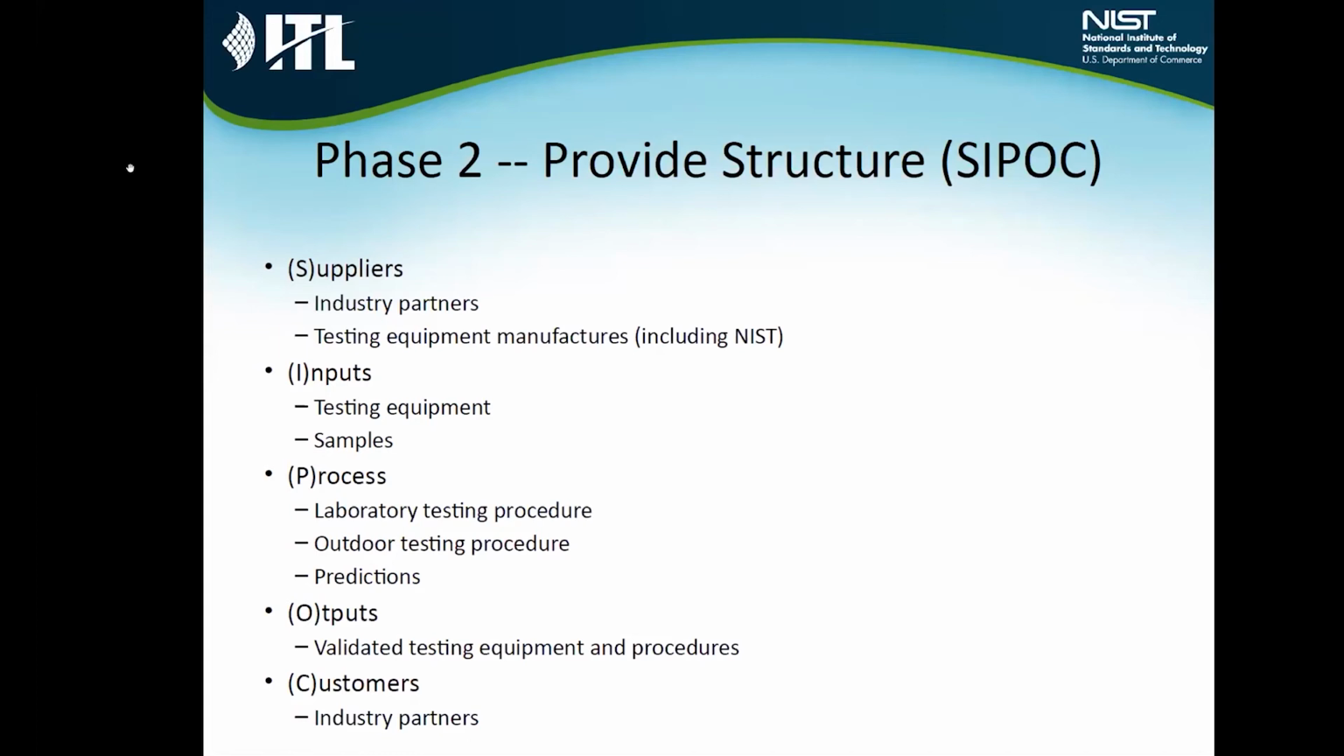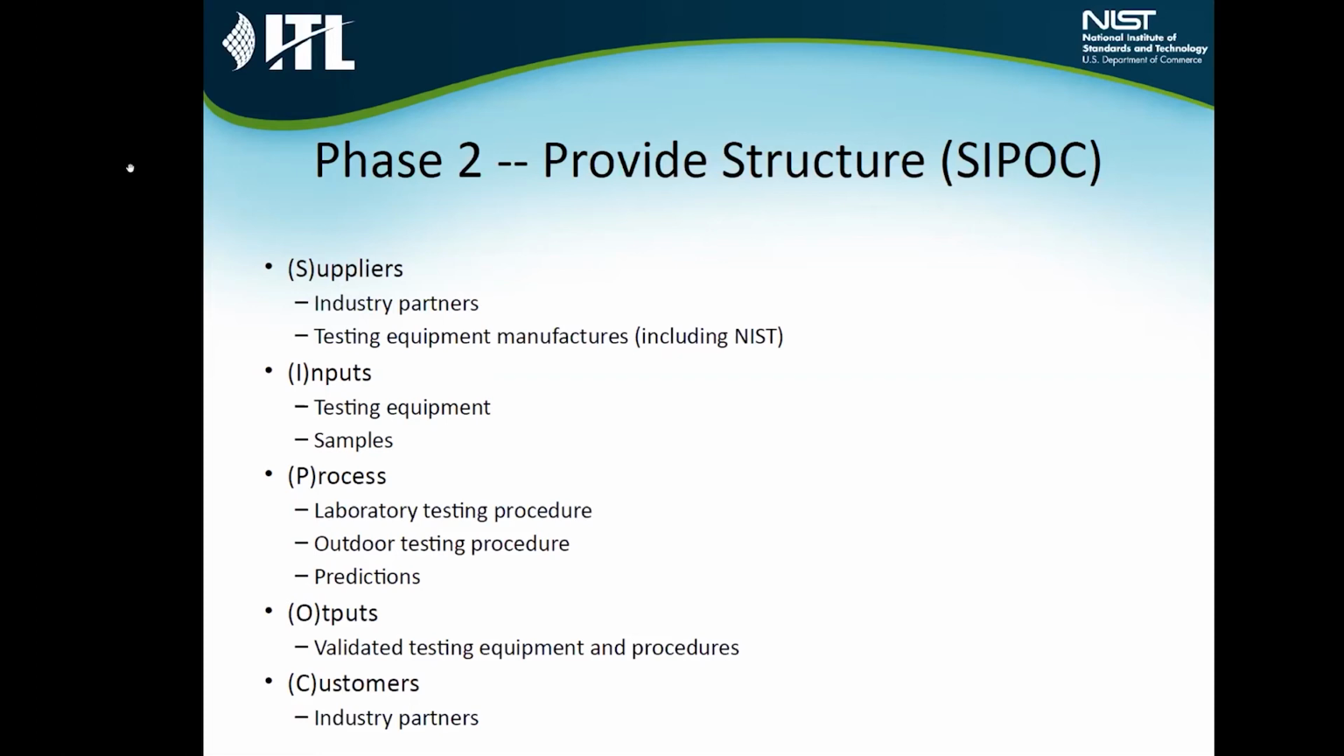So what we have is industry partners, as well as NIST, provide input into the research process: raw material, samples of polymers, as well as testing equipment. At a very high level, we can describe how we're going to go about this: weather samples on the solar sphere, weather samples outdoors, make predictions based on what we've observed in the solar sphere experiments, and compare the two. Compare predictions to measured degradation outdoors.